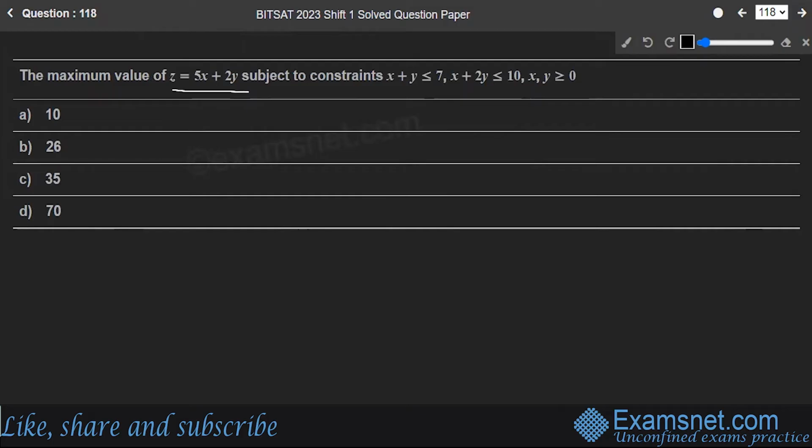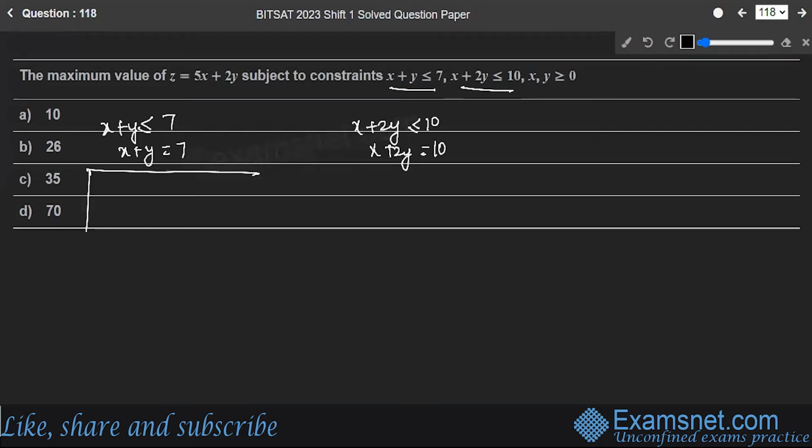The maximum value of Z is equal to this, subject to these constraints, is. Okay, so you have these three lines. First is x plus y less than or equal to 7. If I change the inequalities into equations and draw the graph of the lines, then we get x plus y is equal to 7. And the second one, x plus 2y less than or equal to 10, x plus 2y is equal to 10. So I'm changing the inequalities into equations and drawing the graph of the lines.